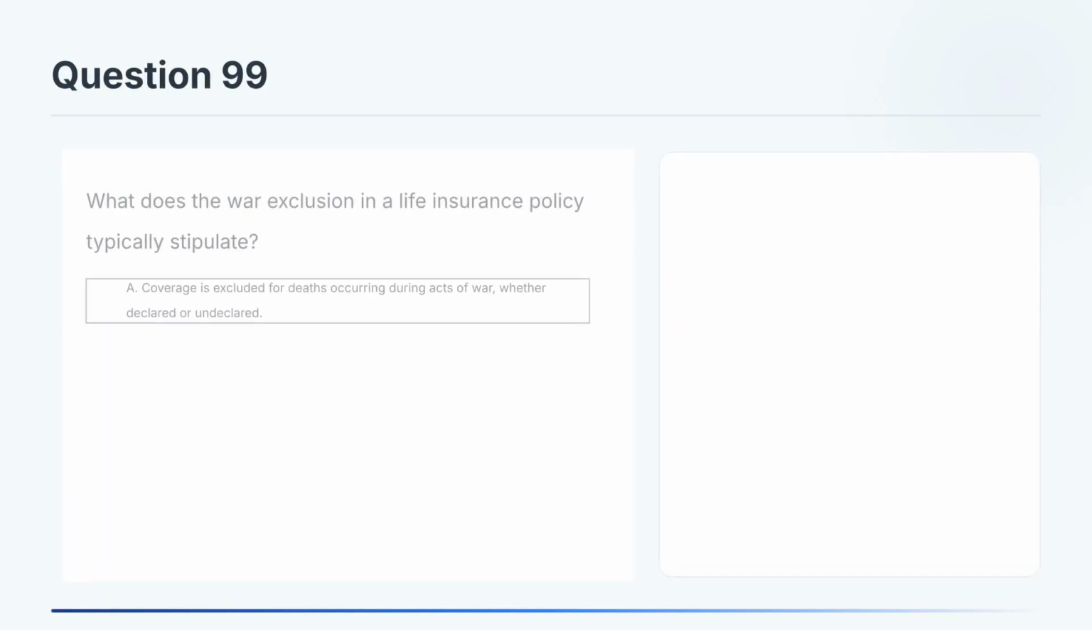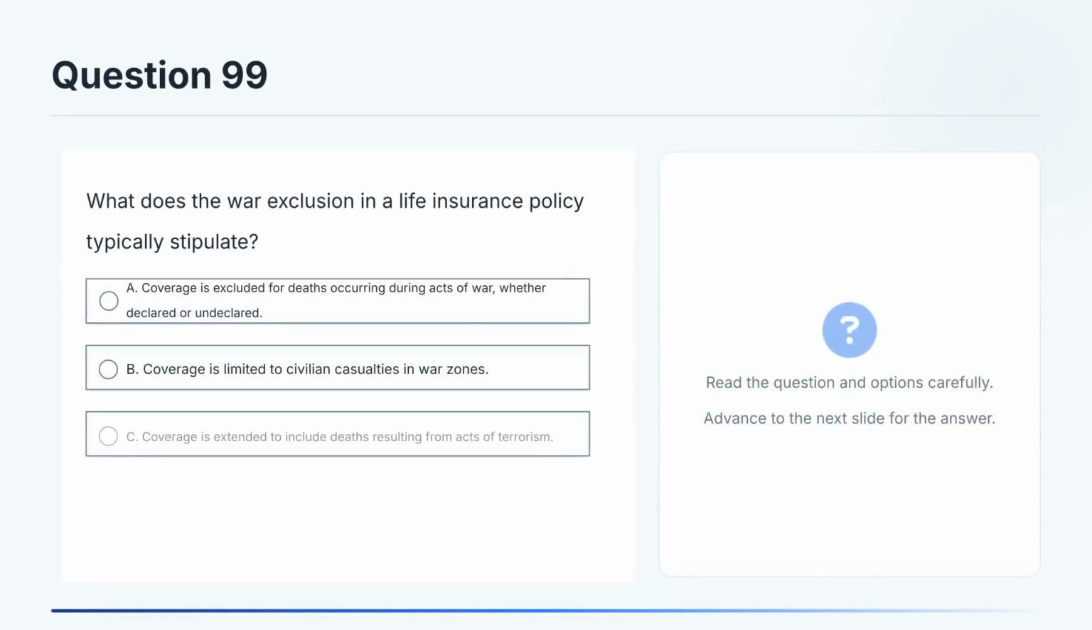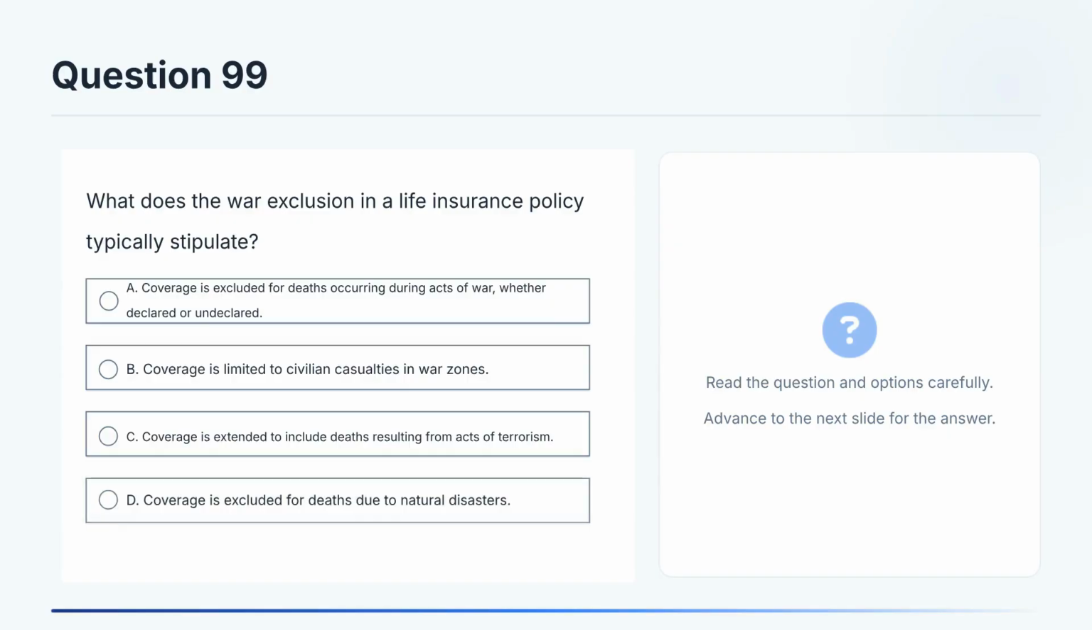Question 99. What does the war exclusion in a life insurance policy typically stipulate? A, coverage is excluded for deaths occurring during acts of war, whether declared or undeclared. B, coverage is limited to civilian casualties in war zones. C, coverage is extended to include deaths resulting from acts of terrorism. D, coverage is excluded for deaths due to natural disasters.